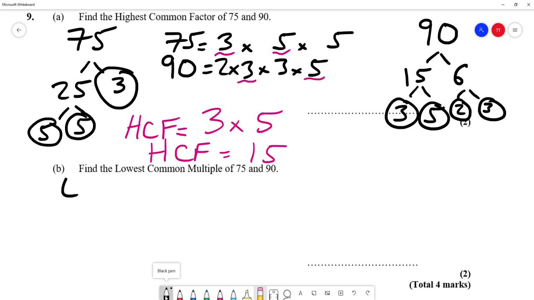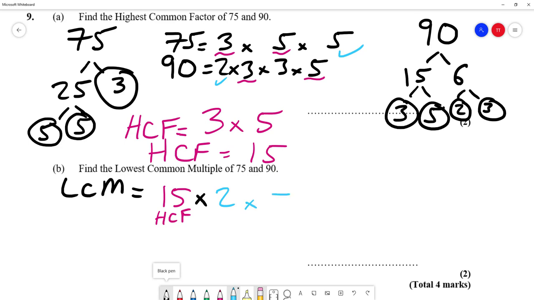So remember the technique for the LCM. You write 15 as your HCF. So you write 15 first. Label that as the HCF. And then we can now multiply this by all the numbers that haven't been underlined. So we've got a 2. So put a 2 there. And then we've got 5 as well. And a 3.